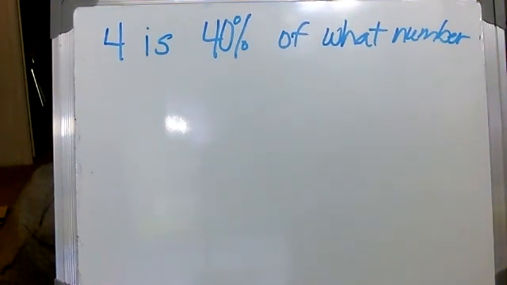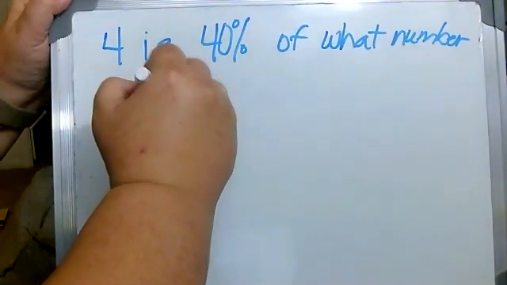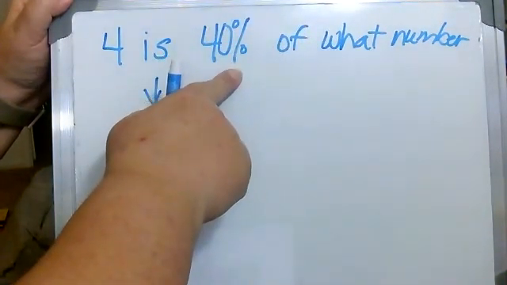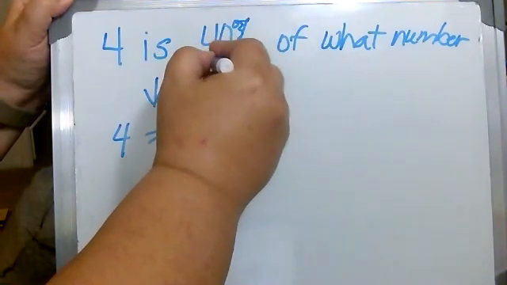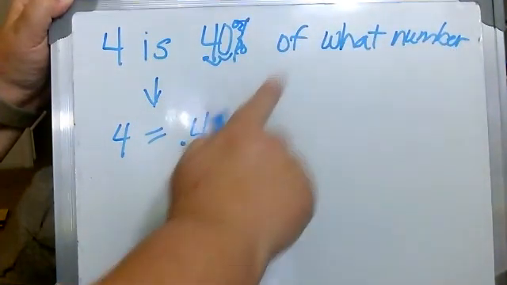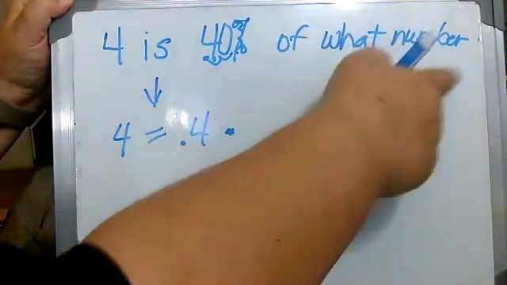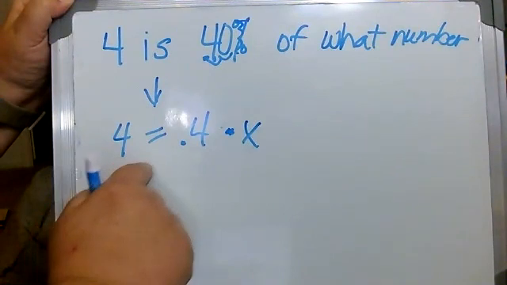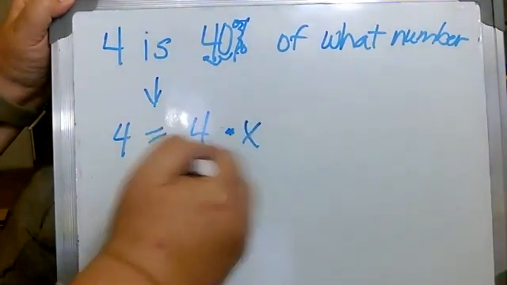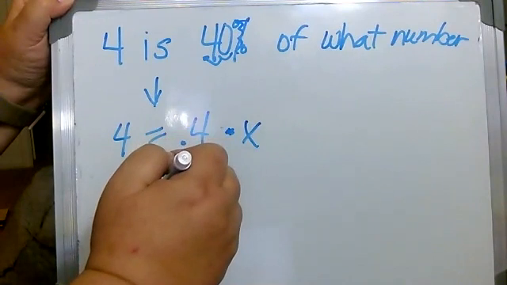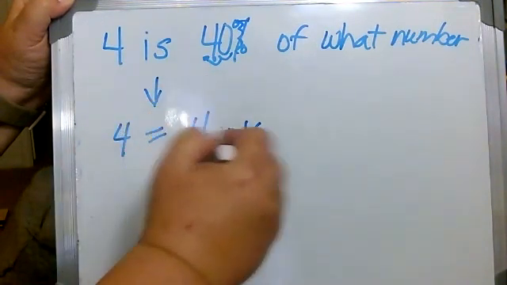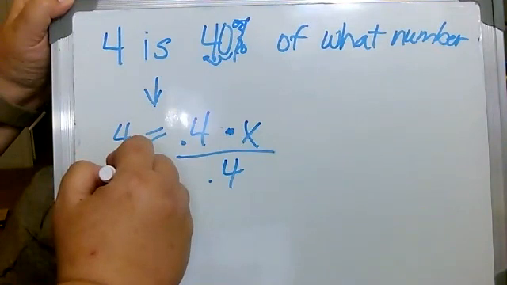Okay, so hopefully what you've written down is your equal sign over here, 4, and then 40%, which we're going to turn into a decimal, right? We're going to get rid of this, move this over 2, and make it 0.4. 0.4 of x, what number? So 4 is 0.4 times x. Okay, so what we have to do again is isolate this x by dividing it out. We're going to do that by going like this. We're going to put 0.4 under both of these numbers.